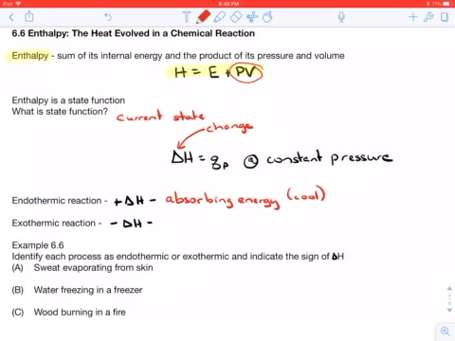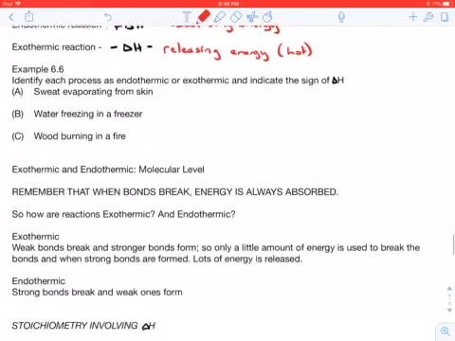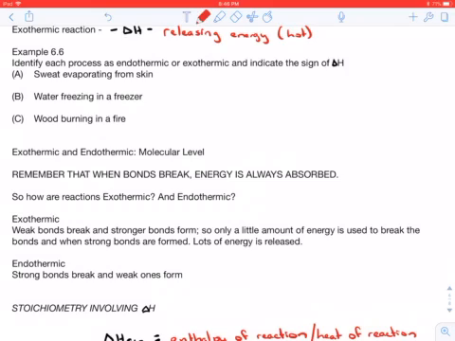Then we move to our exothermic reaction, which is going to have a negative delta H, or a negative change in enthalpy. And this is where we're releasing energy. This one will feel hot or warm to the touch. An example of this is those hand warmers, as we talked about in the opening of this unit.